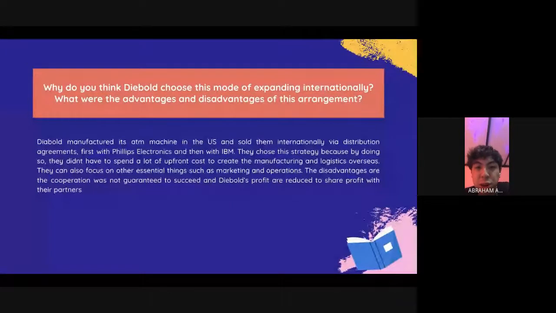The first question is: why do you think they chose this mode of expanding internationally, and what were the advantages and disadvantages of this arrangement? Diebold manufactured its ATM machines in the US and sold them internationally via distribution agreements, first with Philips Electronics and then with IBM. They chose this strategy because they didn't have to spend a lot of upfront costs to create manufacturing and logistics overseas. So they could also focus on other essential things such as marketing and operations. The disadvantages are that the cooperation was not guaranteed to succeed, and Diebold's profit was reduced to share profit with their partners.